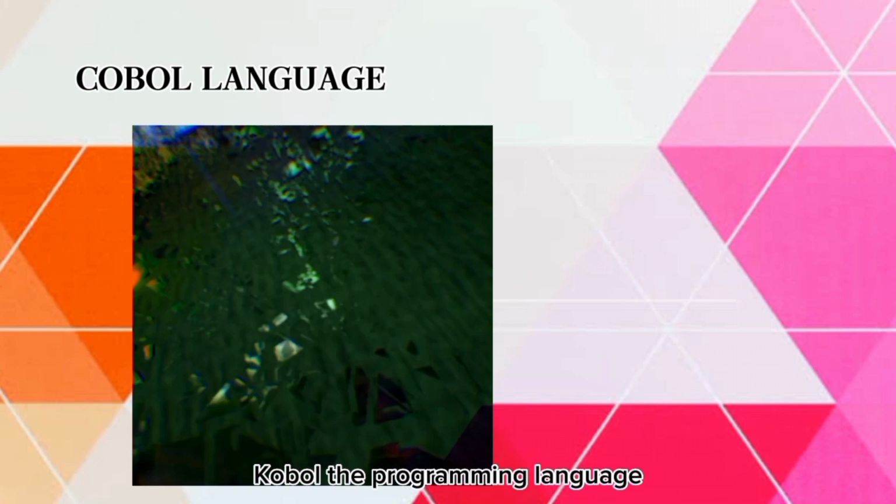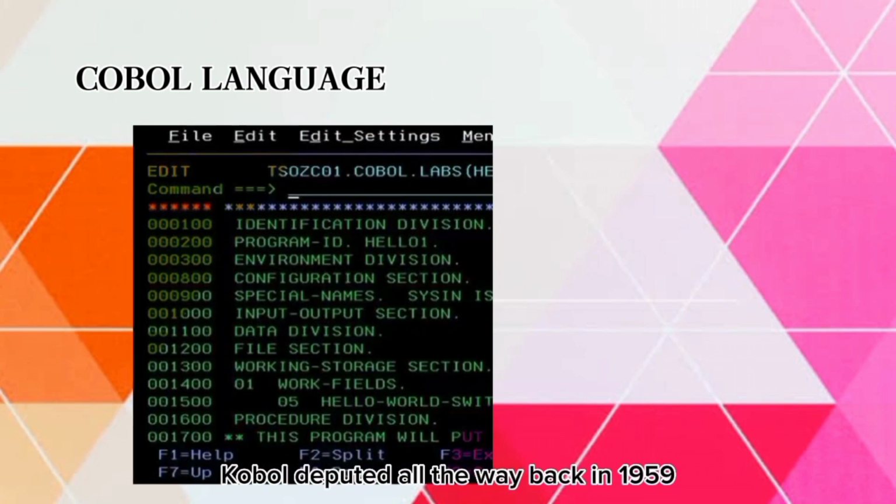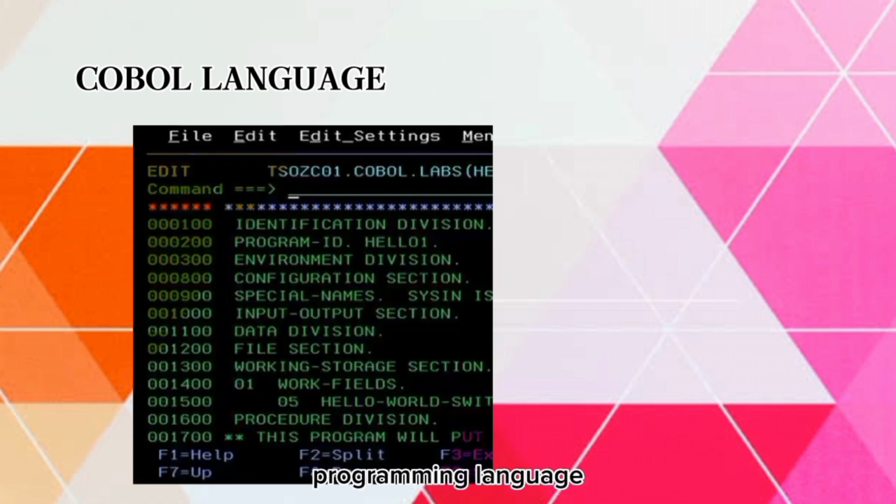COBOL, the programming language most closely associated with mainframes. COBOL debuted all the way back in 1959 and remains in widespread use today. That makes COBOL one of the oldest continuously used programming languages.